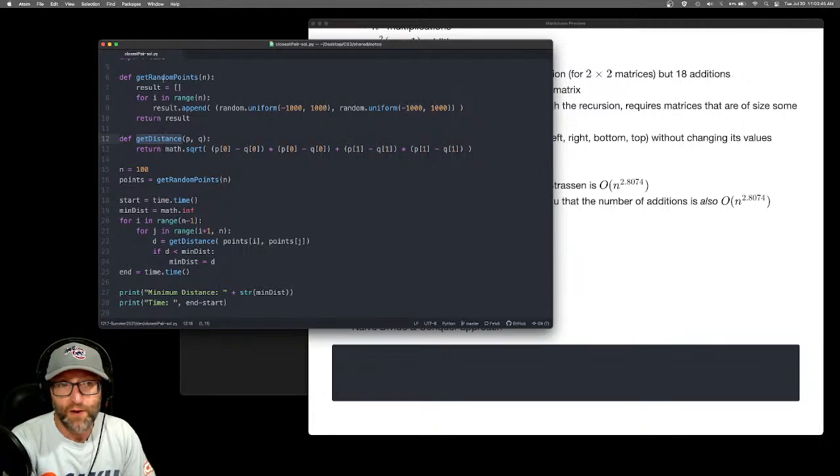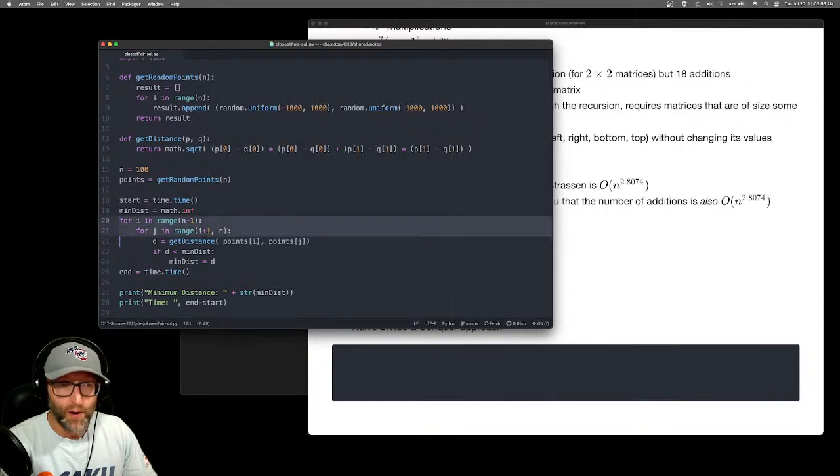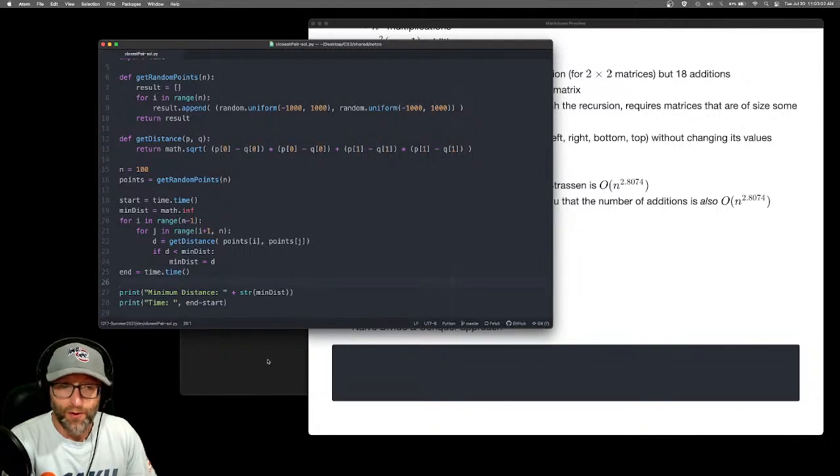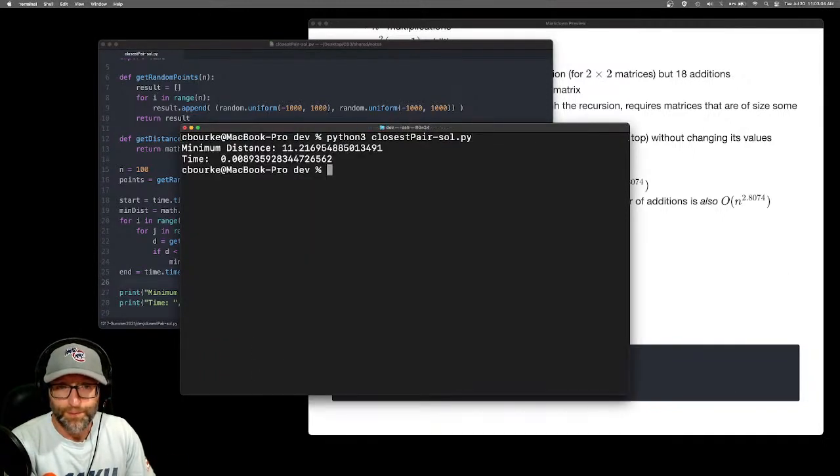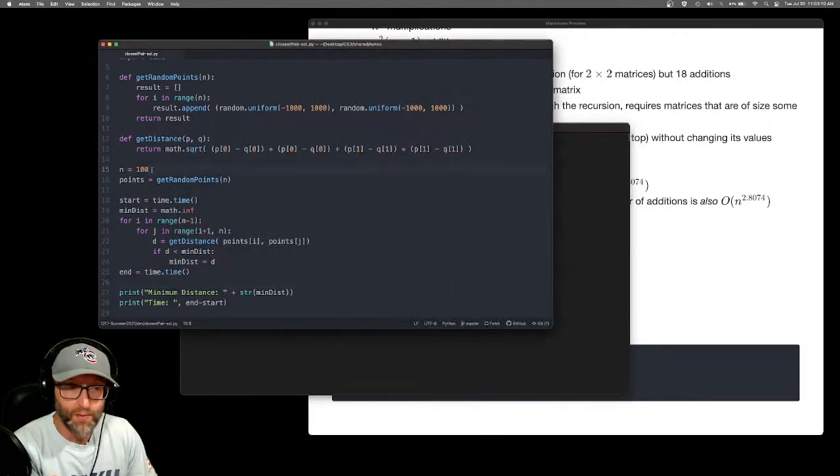I had a convenience function here to generate a bunch of random points with x values and y values between negative 1,000 and 1,000. And once we ran over every single possible pair and got their distance, we just kept track of the minimum distance so far, and then we output that. And you can see that working here. All right, very, very quick for 100 points. I generate 100 random points, and I'm timing how long it took.